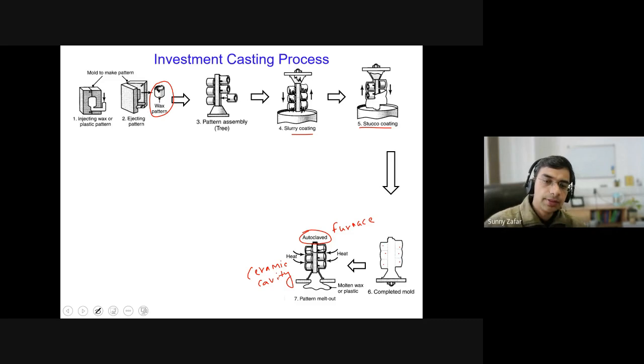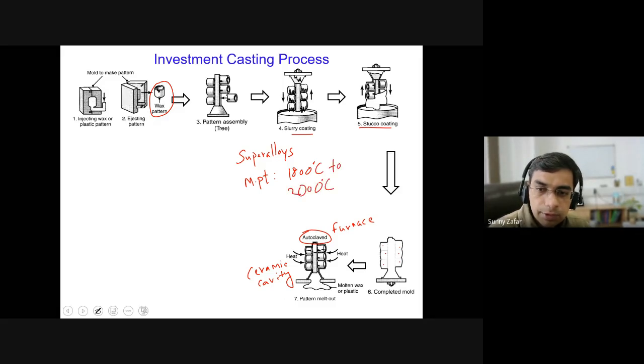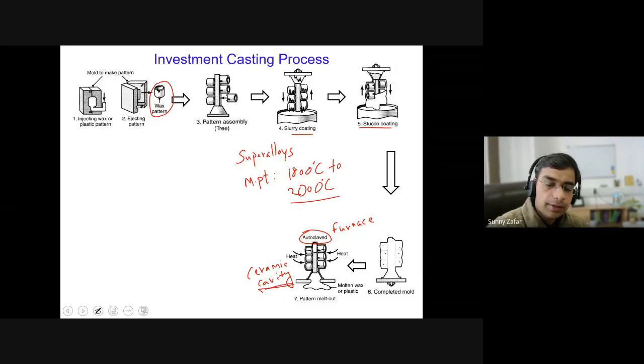Okay, so this means it can contain a molten metal at a very high temperature. Super alloys melt in the range of 1800 degrees, I'm just giving a range. So the melting point range is 1800 degrees to 2000 degrees. So the ceramic cavity will be sufficient.